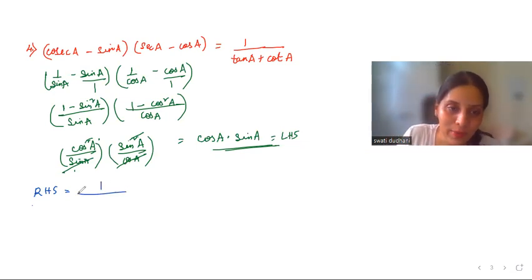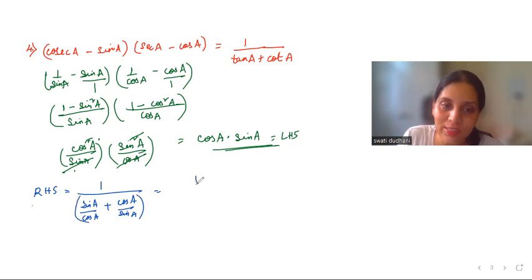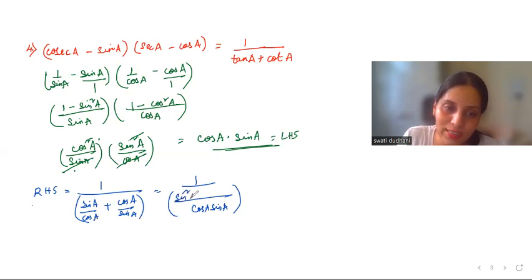Okay, so 1 by tan is basically sin A by cos A plus cot A is cos A by sin A. Again, we have a fraction in the denominator. We need to take LCM. So LCM is cos A sin A. Now, cos A is there. To get sin A, we will multiply sine to both numerator and denominator. We get sin square A plus sin A is already there, but the LCM is sin A cos A, so multiply cos to both numerator and denominator. We get cos square A.